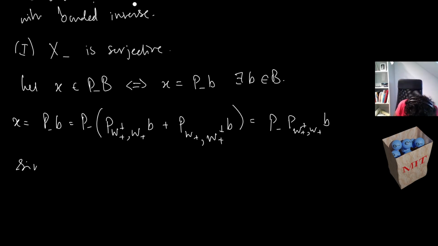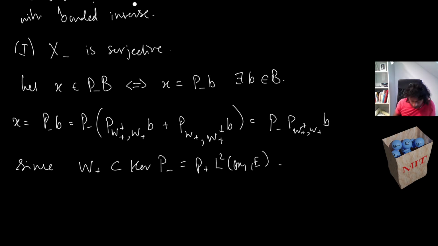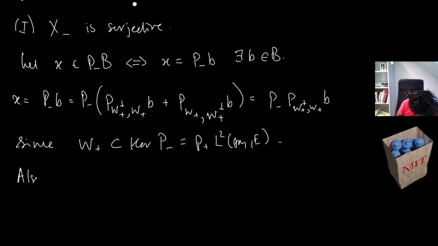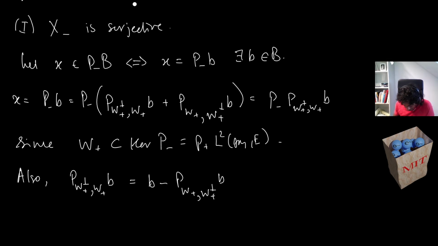Since W plus is in the kernel of P minus, right, which is equal to P plus of L2. Okay. Also, so we've seen this trick a number of times now. Also, we have that PW plus perp W plus of B is what? So this is equal to, just from this expression itself, this is just equal to B minus PW plus W plus perp of B. So what does that tell us?